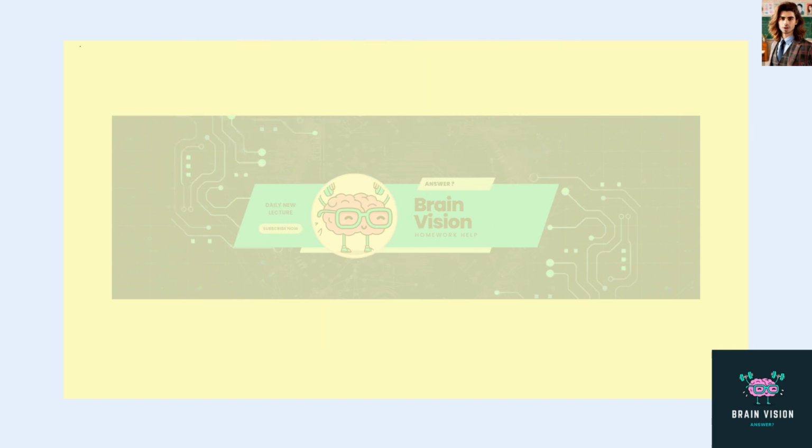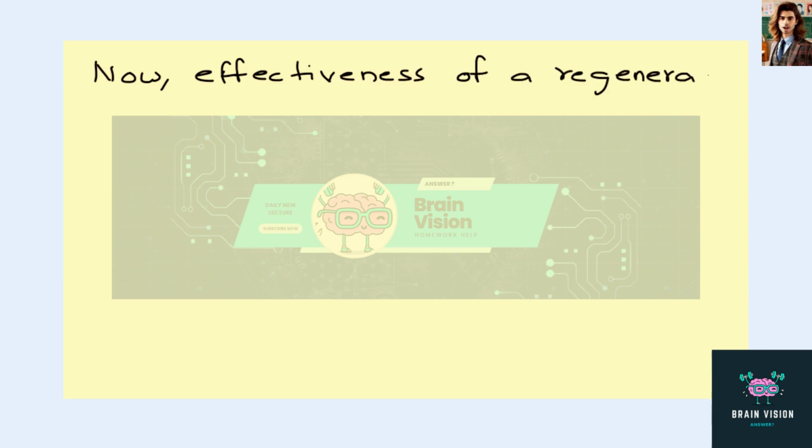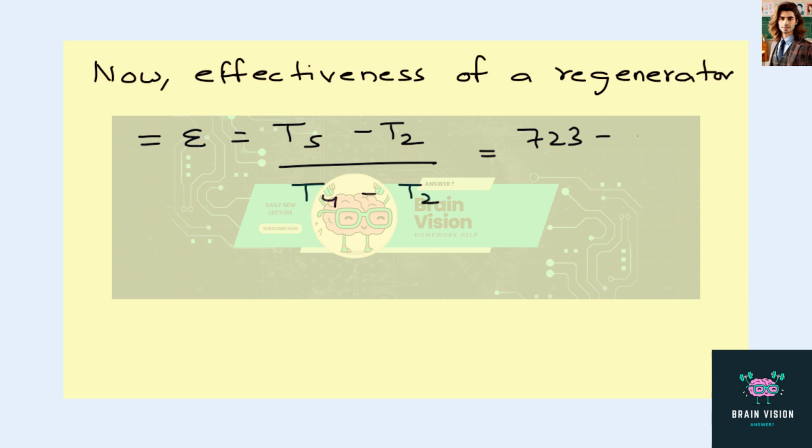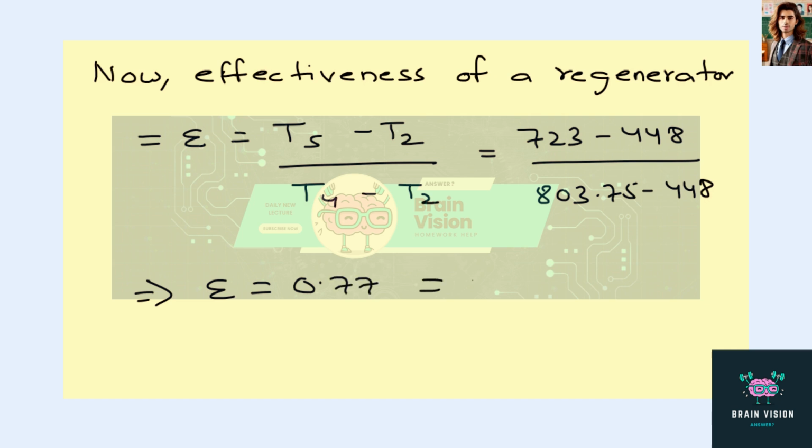Now going further and solving ahead, we can write the effectiveness of a regenerator as E, and the formula used for the effectiveness of a regenerator is this. I am putting in all the values that I have calculated earlier or that are given in the question. So the effectiveness of the regenerator is coming as 77%. So the correct option is option number D.